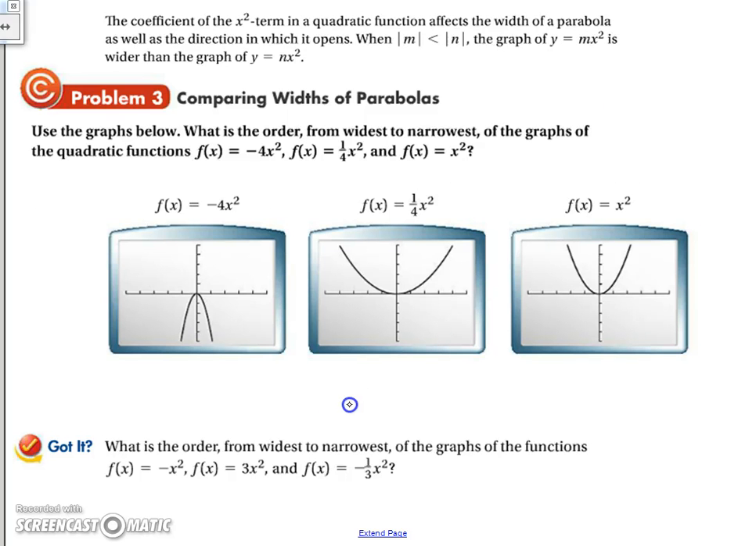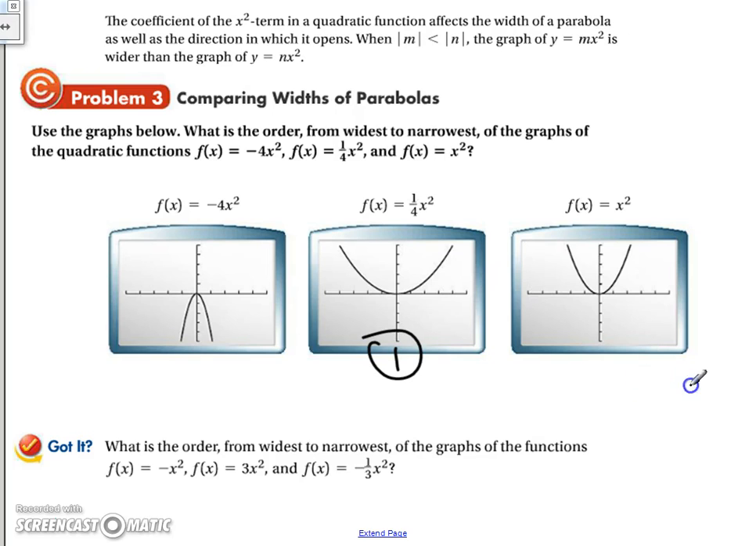All right. On this page, we will be comparing the widths of our parabolas. So this says use the graphs below and order the graphs from widest to narrowest. And they're giving you the equations right here. And instead of graphing them yourselves, they have included the graphs for you. So you're looking for the graph that is the widest, which you should notice is the middle one. So I'm going to label that a 1. It's the first one in our order from widest to narrowest.